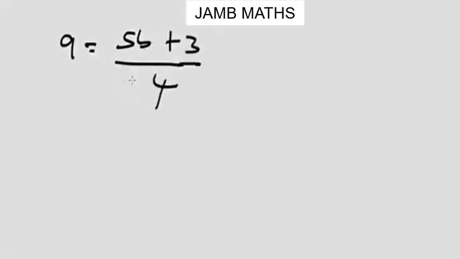We are given this problem. We have A equals (5B + 3) over 4. We are asked to make B the subject of the formula here. So as usual, you cross multiply. When you cross multiply, you're going to have 4A equals 5B plus 3.